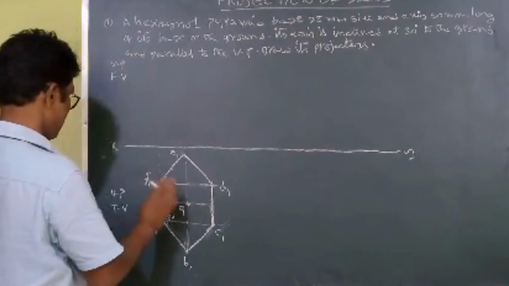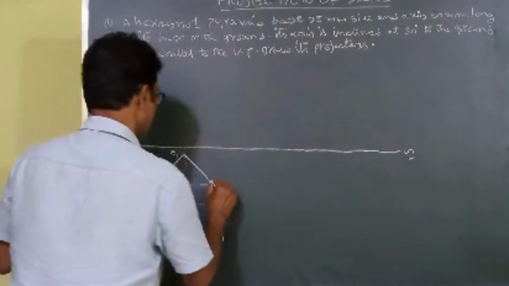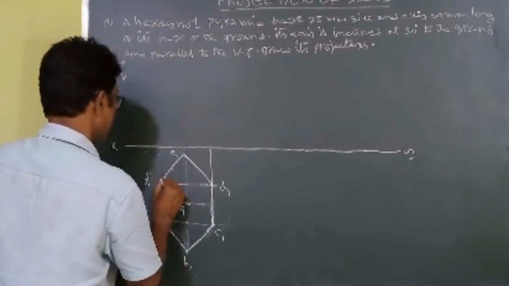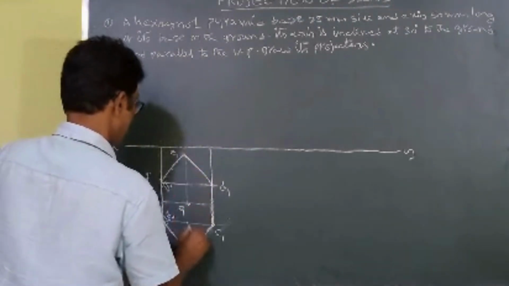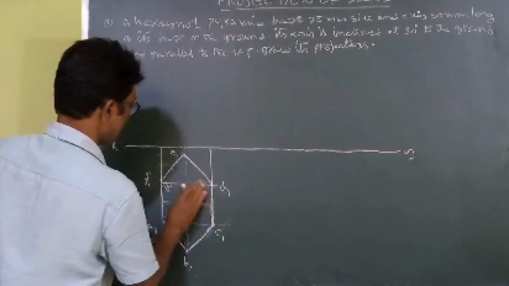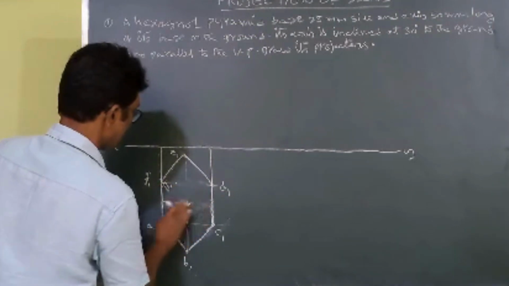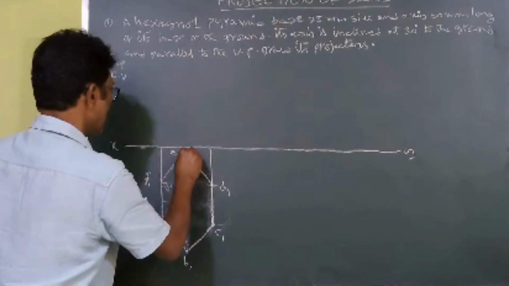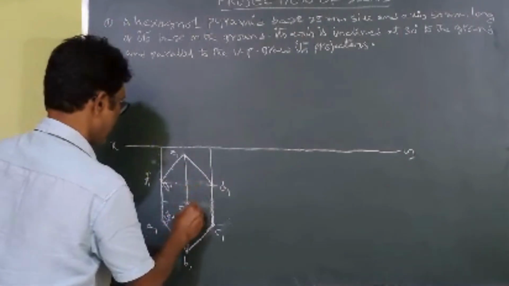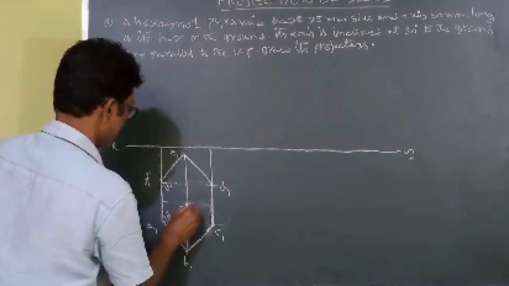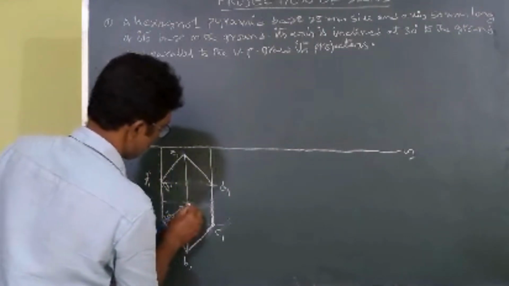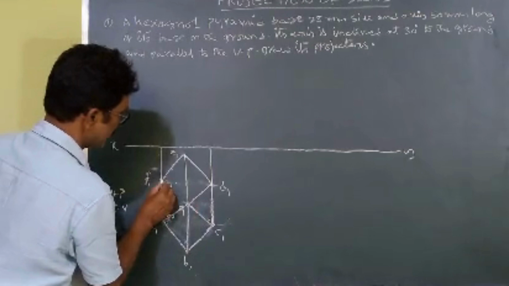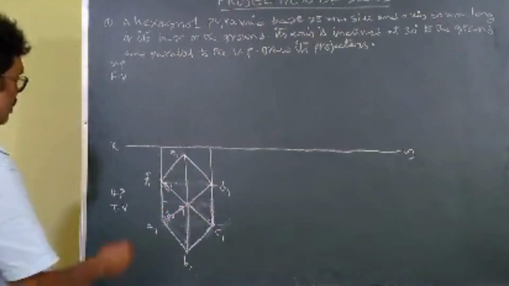This is the top view. Now you have to draw the front view. You draw the projectors up to the XY line. Because it is a pyramid, once you set up this, you can remove this and draw this. We join this like this. Now you can get the hexagon.